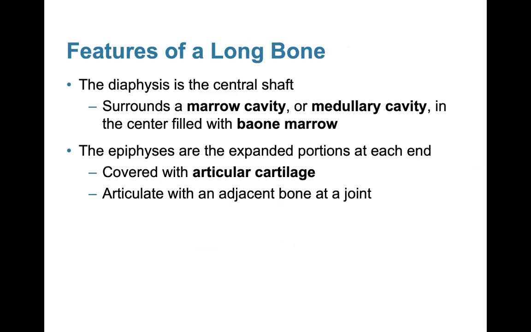So let's look at some features of long bones. The diaphysis, this is the central shaft. It surrounds a marrow cavity or medullary cavity, and in that center, it is filled with bone marrow. The epiphysis, these are the expanded portions at each end. They're covered with the articular cartilage, and they articulate with the adjacent bone at a joint with another bone.